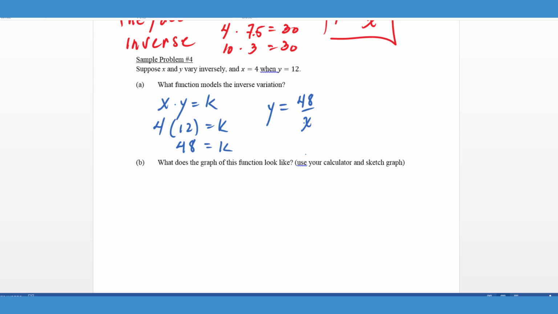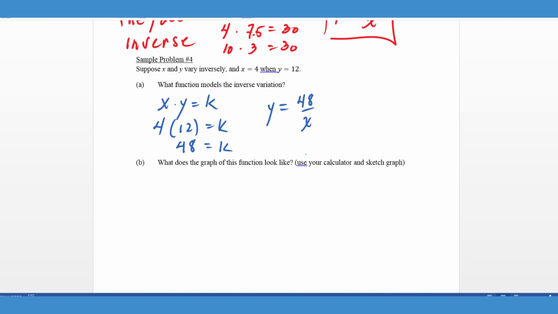Now, this is going to work nicely whenever we move into what we call the reciprocal function, because we already have it in terms of y equals. If you had this in terms of x equals the constant of variation over y, then if we want to graph that, we've got to start moving the parts around. So since we already wrote it in terms of a function here, we can simply plug this into your calculator.